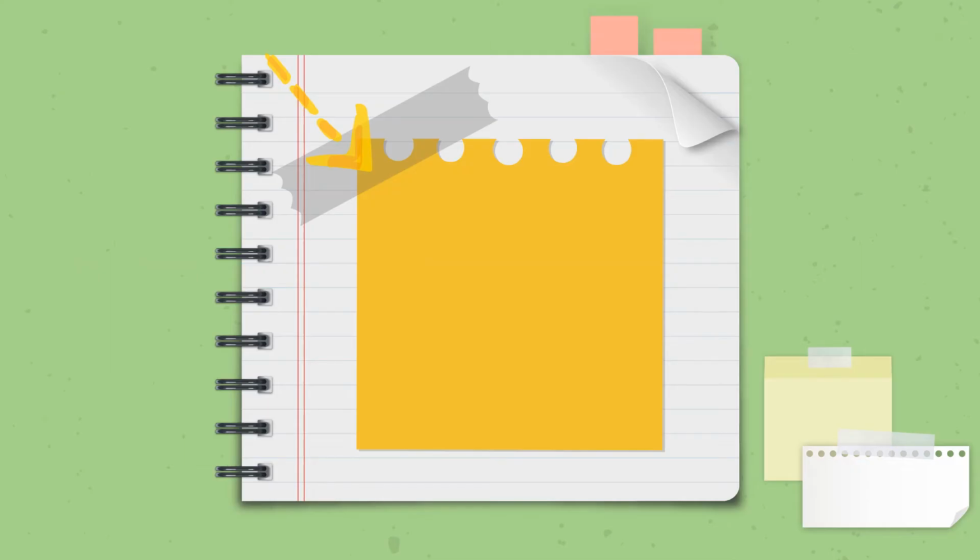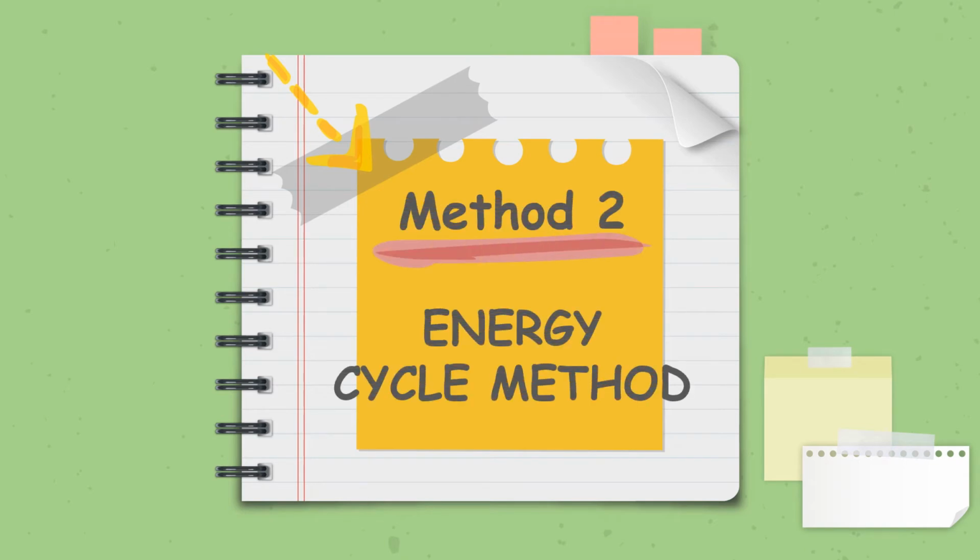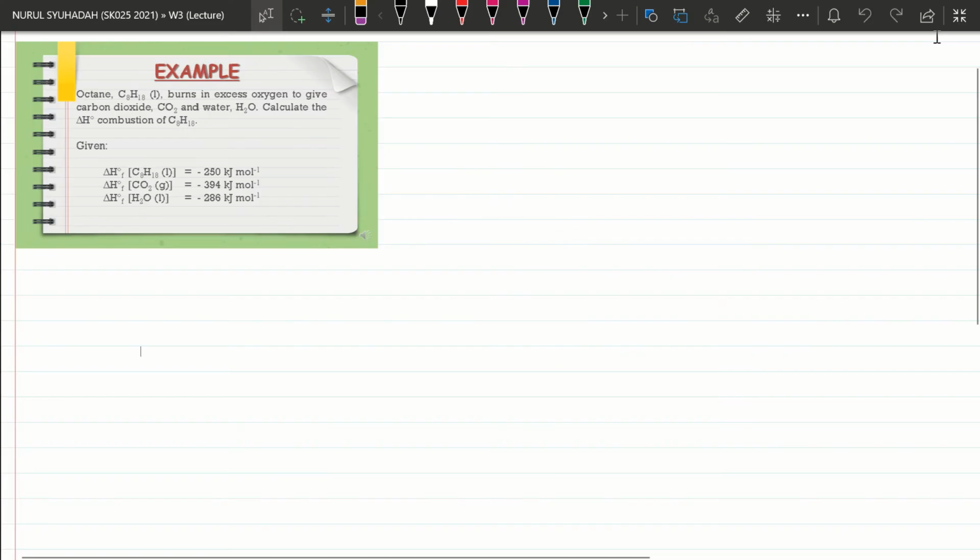Okay, so on the same question, we will try the second method, which is the energy cycle method. For the energy cycle method, the first step is the same as the first method, the algebraic method. In fact, like I mentioned before, the first step for all the methods is the same, which is that we need to find the target equation. Since we are using the same question, the target equation will still be the same. So let's write down the target equation first.